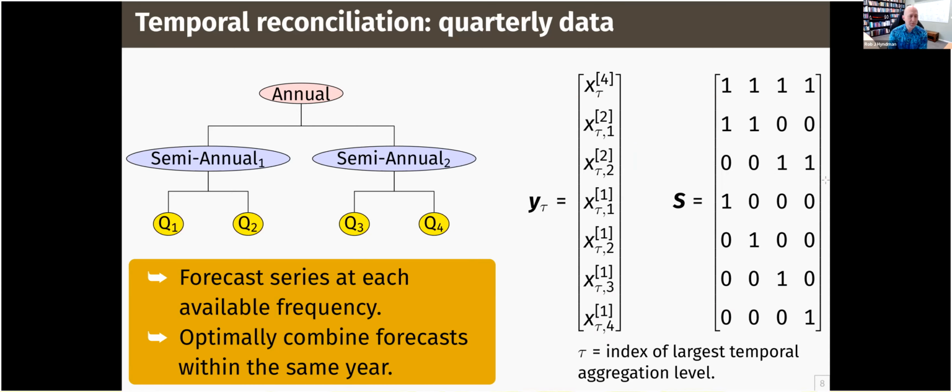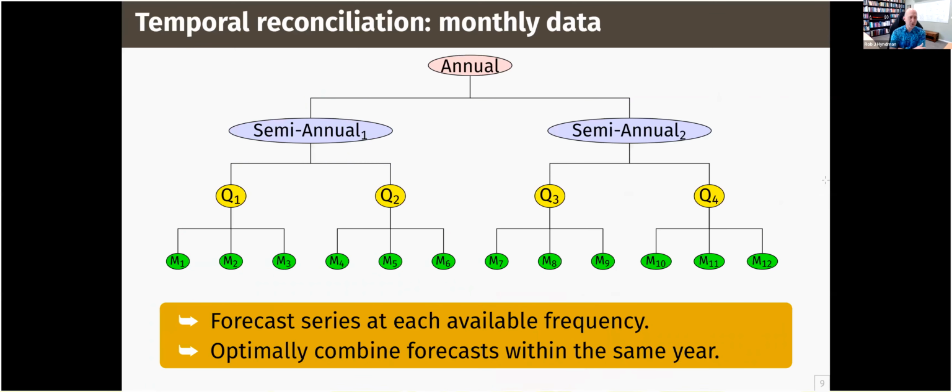And so the idea in temporal reconciliation is we put in all of the possible aggregations and then try to make sure that they are reconciled. Let's do something a little more complicated, which is monthly data. So at the monthly level, I've got 12 observations per year. So that's the bottom of this table here, down here.